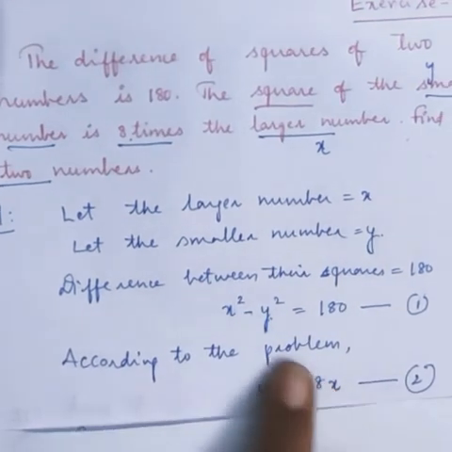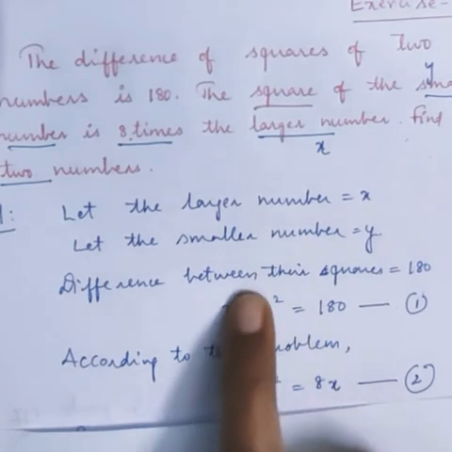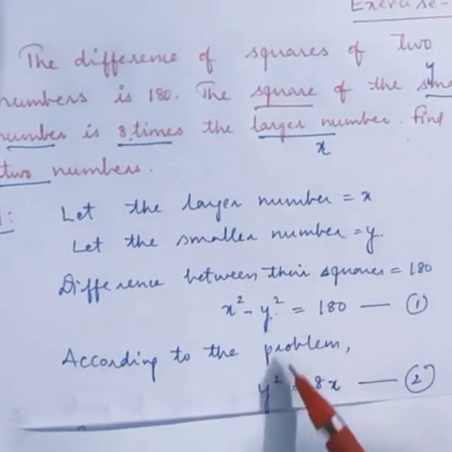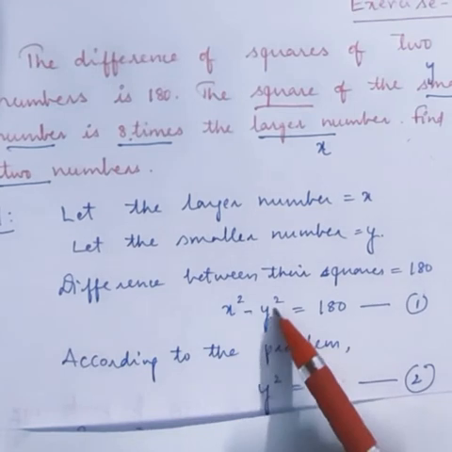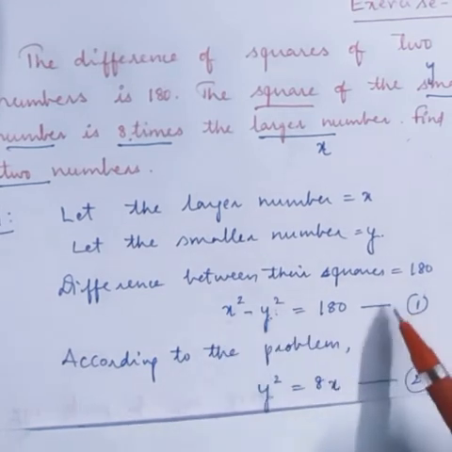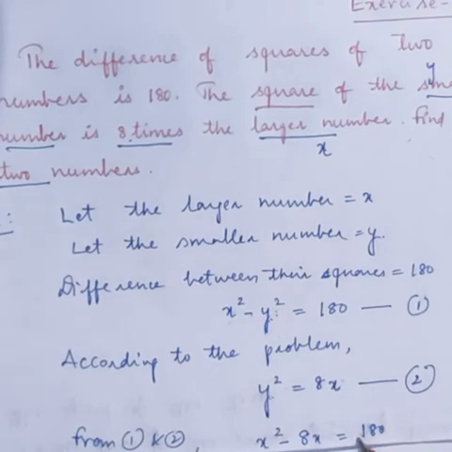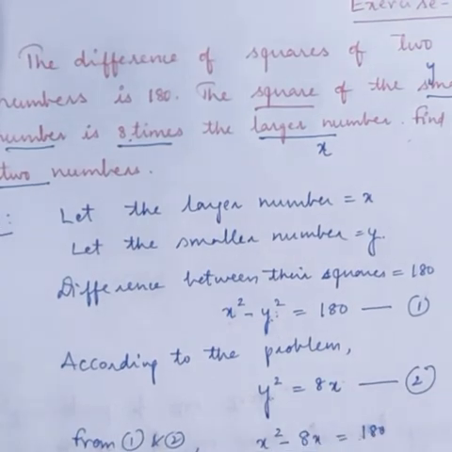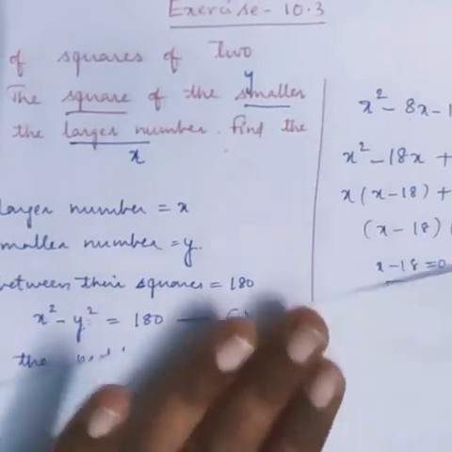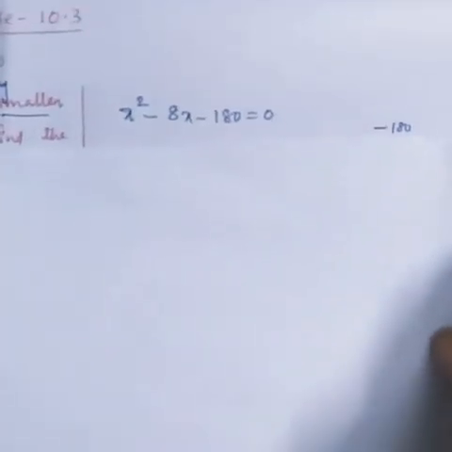So now let's come back to equation 1. Here you can see y square. In the place of y square you are going to replace this 8x. So equation 1 becomes x square minus 8x is equal to 180. In the next step, you are going to shift this 180 to the left side. That means you are going to get x square minus 8x minus 180 is equal to 0.